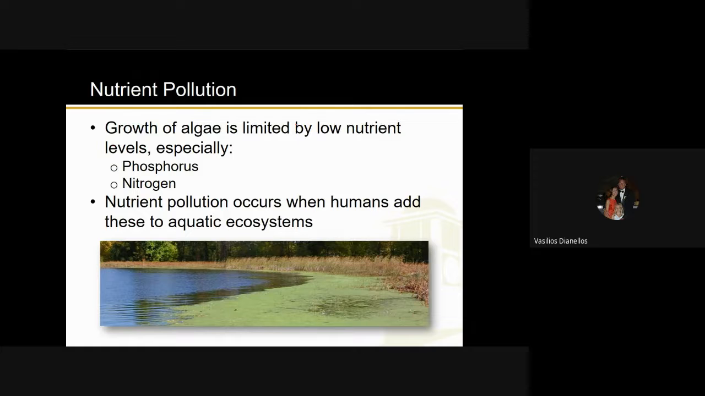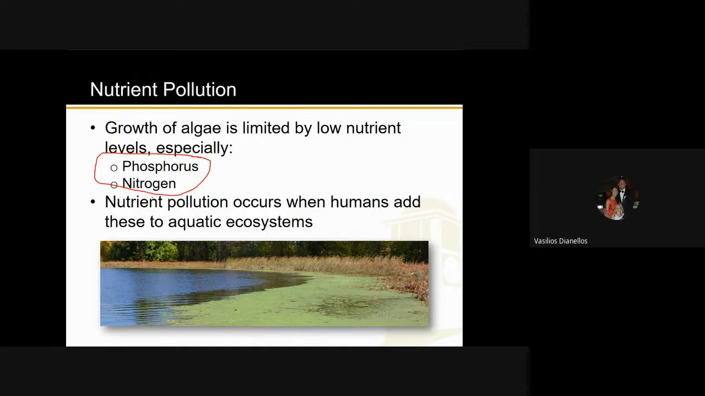The growth of algae is limited by low nutrient levels. Like I already mentioned earlier, phosphorus and nitrogen, right? That's the big thing for photosynthetic organisms. That's usually their limiting factor. That is their stick of butter that they're not getting enough of. So what happens with nutrient pollution? That happens when you get a bunch of that stuff that they need.